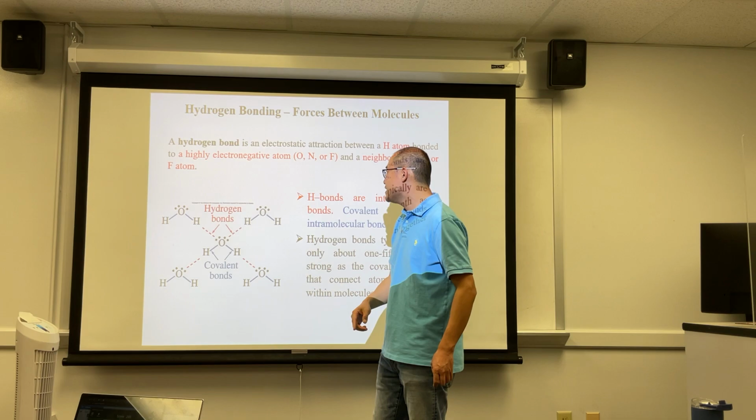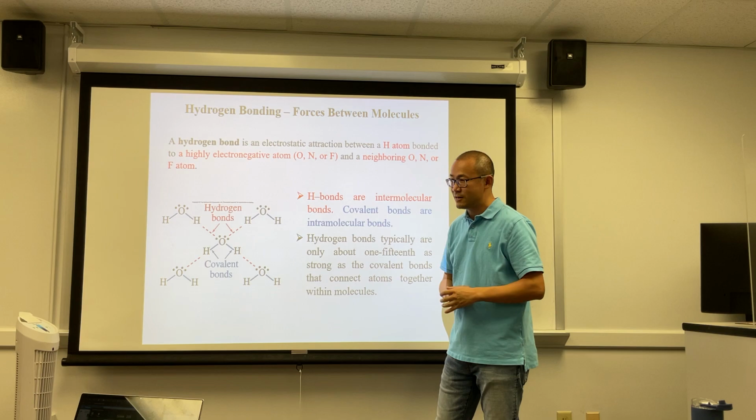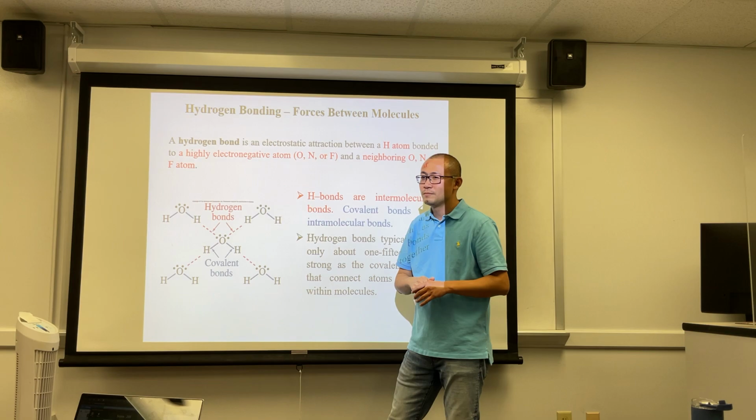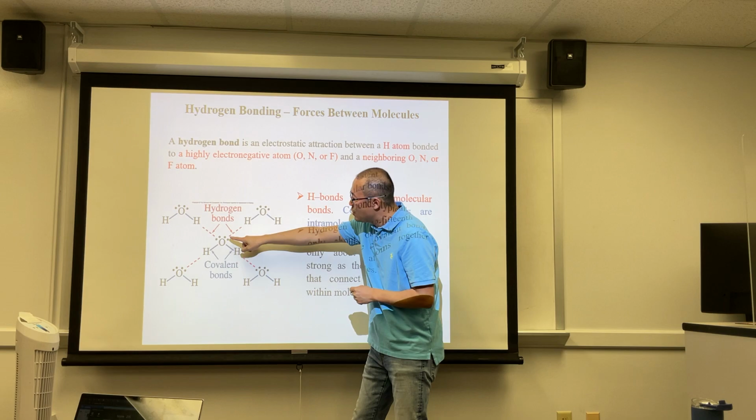Another reason is hydrogen. Remember, hydrogen is which element? The first element, with only one proton and one electron. So the size of the hydrogen is tiny. When the hydrogen is tiny, it means these two atoms can get very close. Is that right? Even though they're between molecules, because hydrogen is small, the distance between these two can be very close. Because of these two reasons.